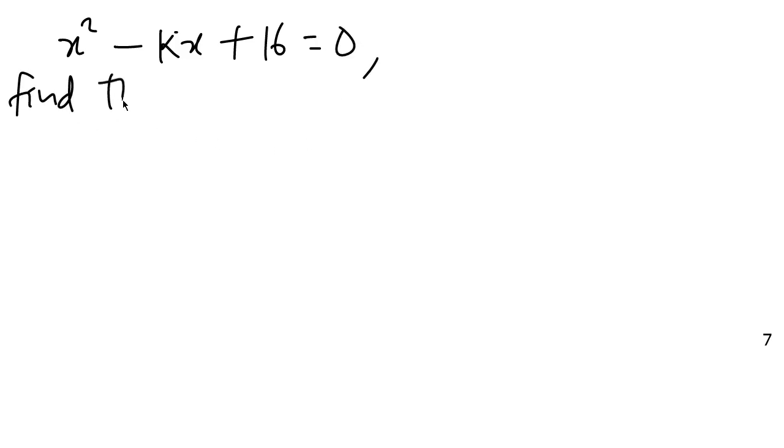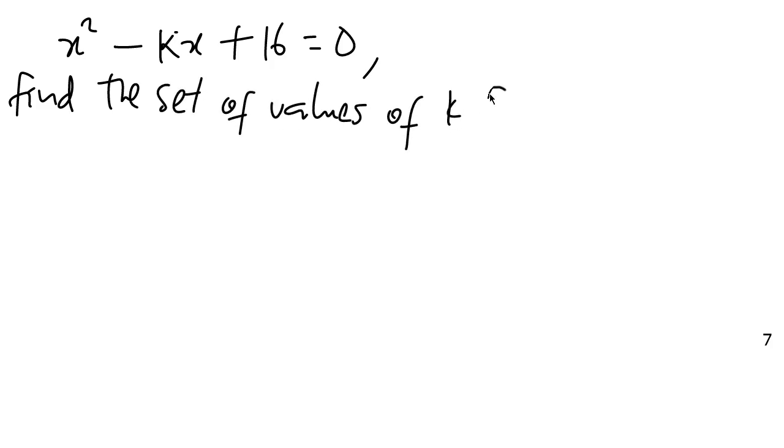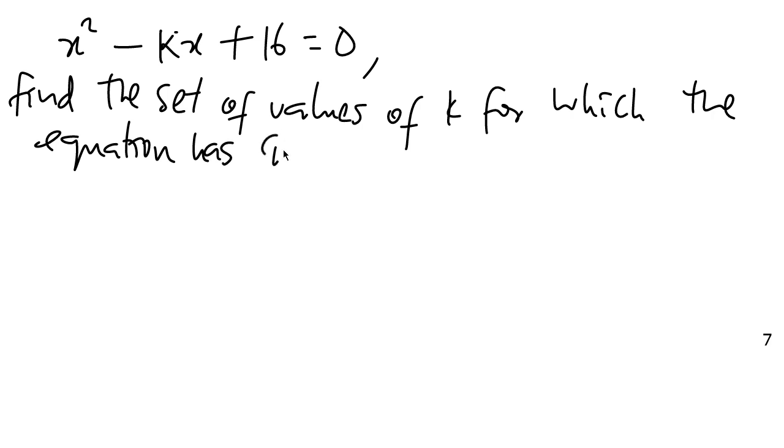So we'll take one more, and then that will be all for this video. So let's say you are given this question now. X squared minus kx plus 16 equal to 0. And the question in exam says find the set of values of k for which the equation has imaginary roots. This is our last question.